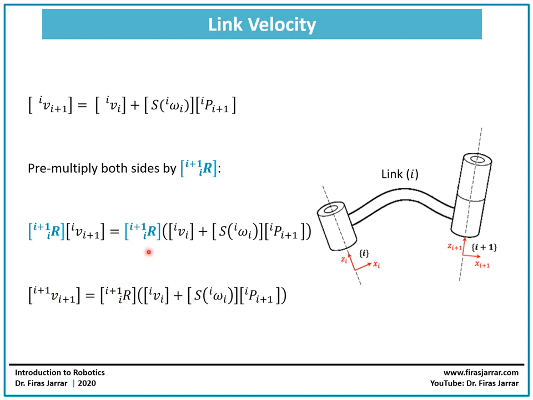Now, for the rest of the terms, we are not going to multiply the rotation matrix with this term and try to find its mapping to the I plus 1 frame, because the whole idea is to keep each velocity expressed in its own frame. So now I have the velocity of the origin of frame I expressed in frame I, and here the velocity of frame I plus 1 expressed in frame I plus 1.